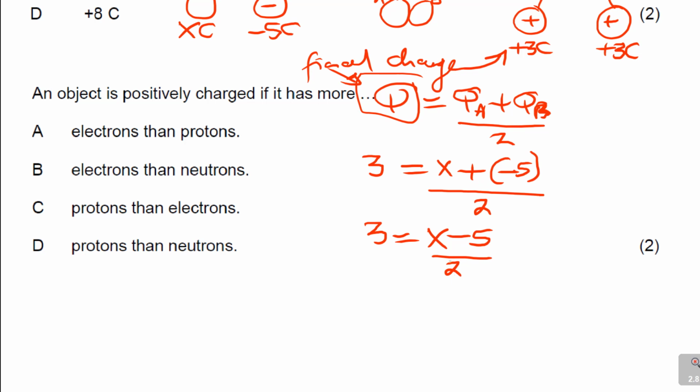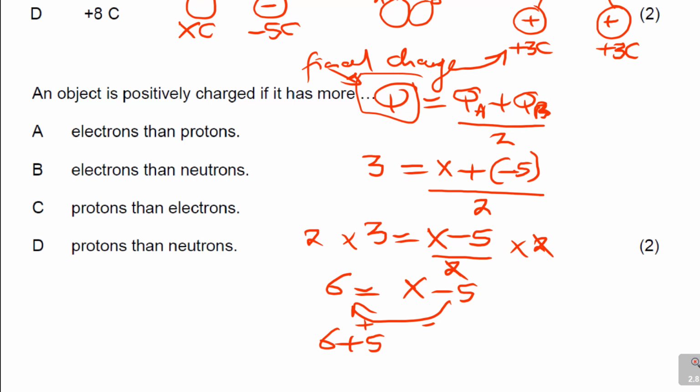First of all, remove that fraction: you multiply by 2 on the left, multiply by 2 on the right, so that can go. So 2 times 3 on the left is 6, equal to X minus 5. Now how do you remain with X? Take -5 to the other side, it's 6 plus 5, from negative to positive. What is 6 plus 5? 11 is equal to X. See that? So we can now conclude that X is equal to 11 coulombs.